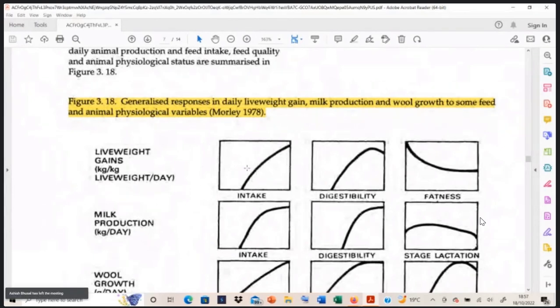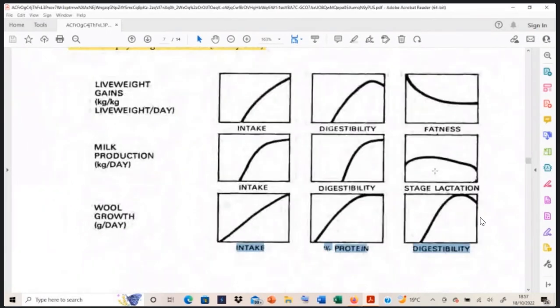differences between the nutrient parameters and the productive stage of animals. For early growth stage, intake should be increased, that's fine, and the digestibility of the forage should also be increased, that's okay, but the fatness should be reduced. Okay, this is the goal. For milk production, intake and digestibility would be increased, while it depends on the stage of lactation. At early stage, it is increased, while at later stage, by nature, it is reduced.